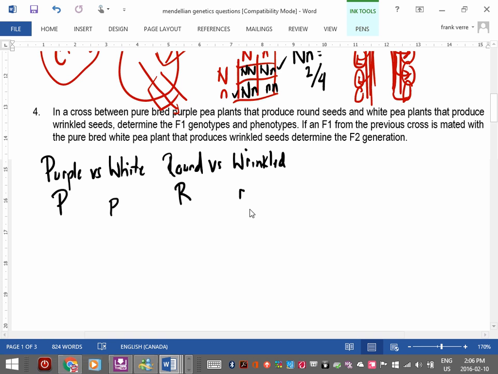Okay, so purebred purple that produces round seeds, what would the genotype be for that individual? Yeah, big P, big R, and the other individual or plant would be white with wrinkled. That would be, white is recessive, so it has to be 2 little p's, and wrinkled is recessive, 2 little r's.